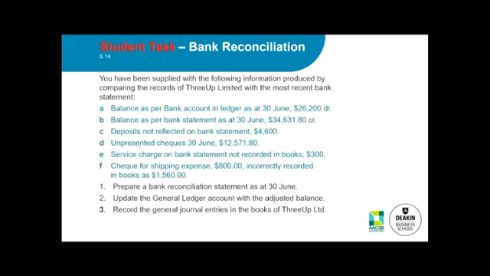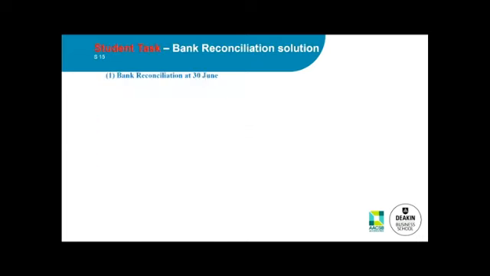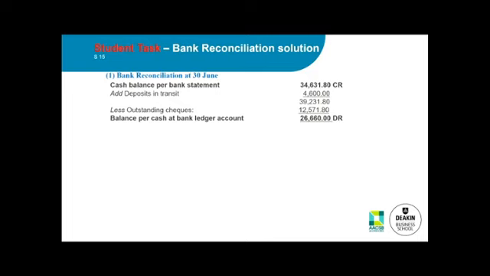That's the transaction that has not cleared with the bank, and that's another transaction that has not cleared with the bank. This 4,600 will increase our bank statement value, but this one, 12,570.80, will reduce it. So by doing the bank reconciliation, we add the deposits that have not cleared yet, but we also have to deduct any outstanding checks, and that's 12,570.80. So that will give us a balance per cash at bank ledger account of $26,660, and that's a debit.